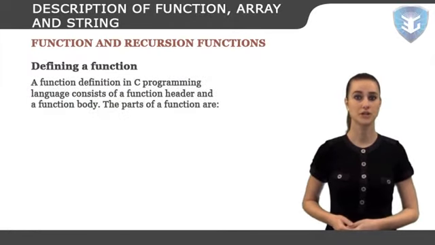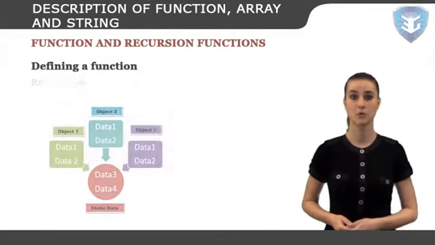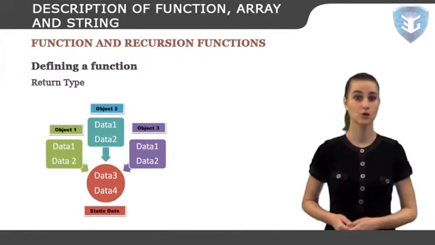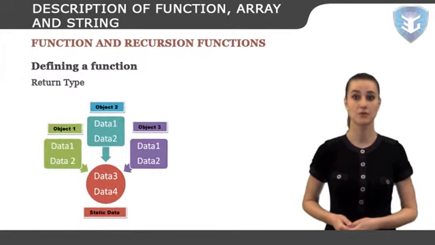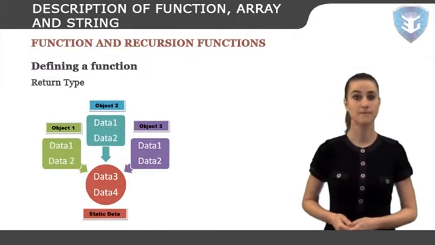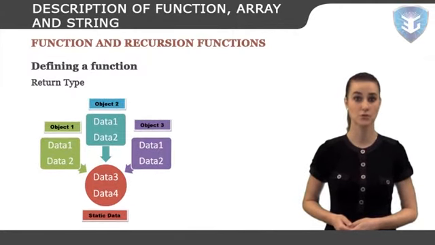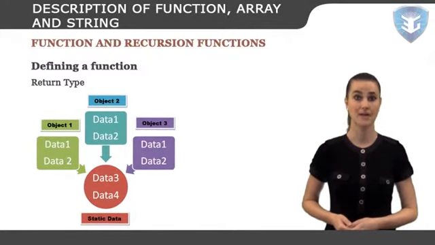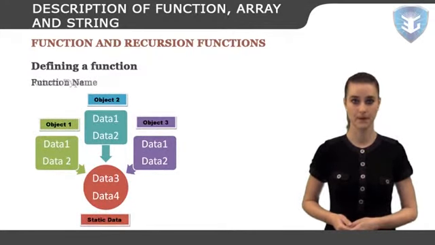A function definition in C programming language consists of a function header and a function body. The parts of a function are return type. A function may return a value. The return_type is the data type of the value the function returns. Some functions perform the desired operations without returning a value. In this case, the return_type is the keyword void. Function name. This is the actual name of the function.